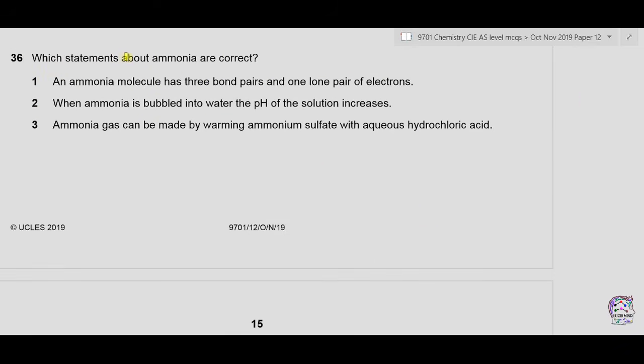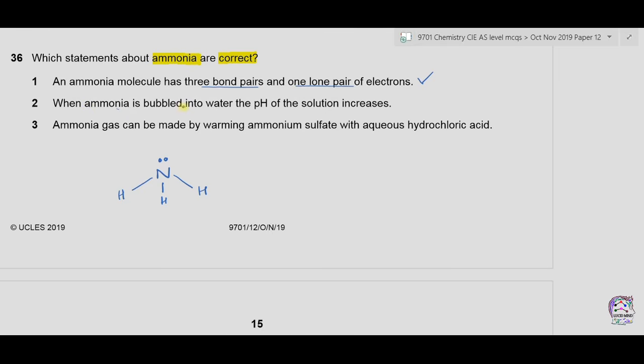Question 36. Which statements about ammonia are correct? Option 1. An ammonia molecule has 3 bond pairs and 1 lone pair of electrons. For this option we can draw the structure of ammonia. Nitrogen belongs to group 5 in the periodic table, out of which 3 electrons make 3 single bonds with hydrogen and 1 lone pair is also present. So we have 3 bond pairs of nitrogen with hydrogen and 1 lone pair, so option 1 is correct.